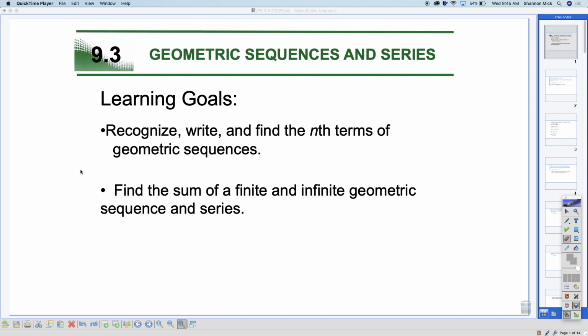Three, geometric sequences. Today, all we are going to be doing is recognizing geometric sequences. That's it. Okay, so we had arithmetic. Arithmetic had a common what? Difference. But we know we're going to multiply things, right? Okay, so geometric has a common ratio.